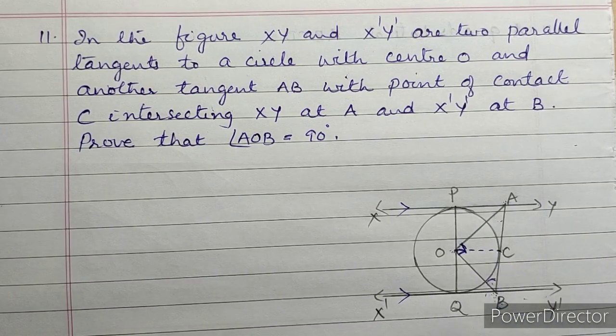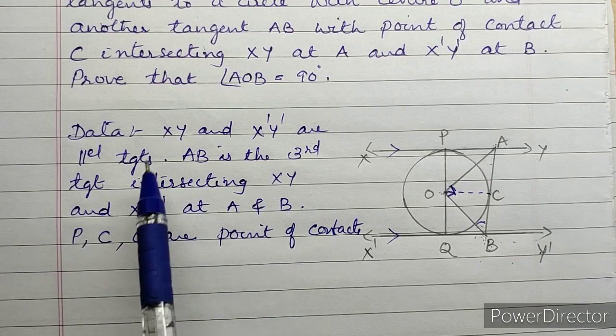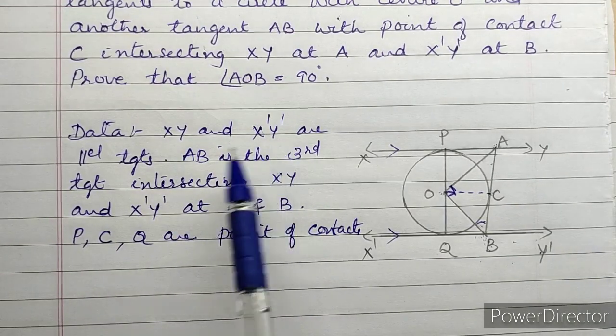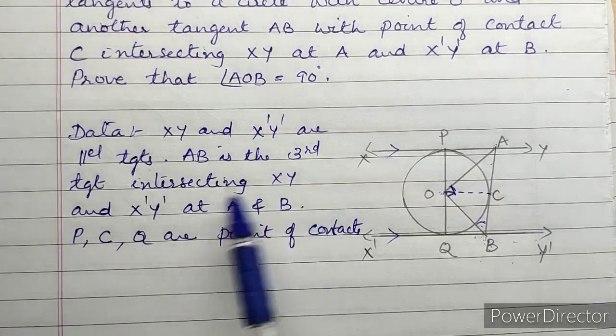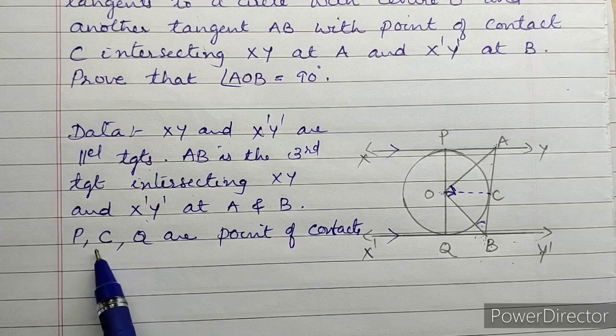P, Q and C are the points of contact. So these things you have to write in data. Data I have already written. XY and X dash Y dash are parallel tangents. AB is the third tangent intersecting XY and X dash Y dash at A and B. P, C, Q are the points of contact.